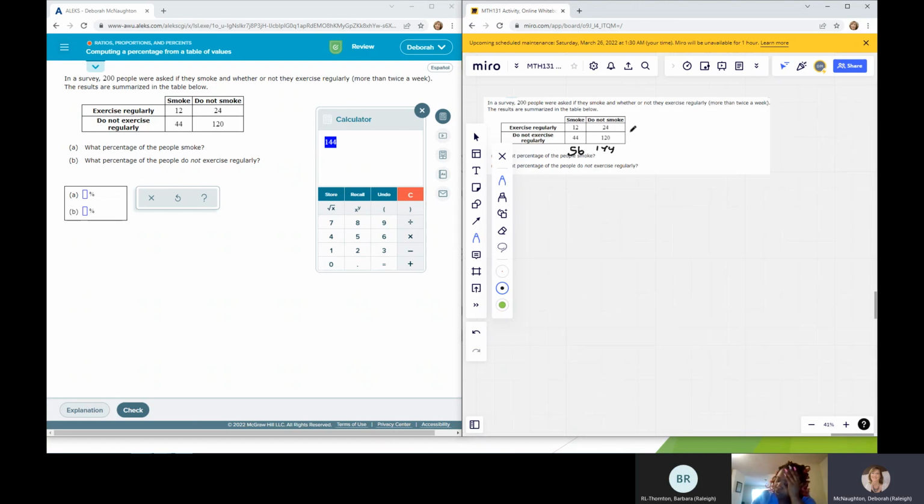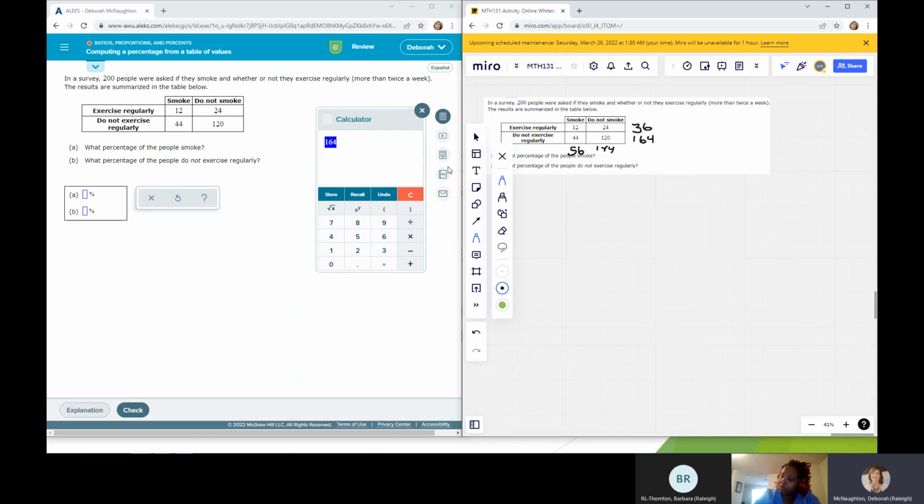And then I can also get the number that exercise regularly by adding the number who exercise regularly who smoke and the number who exercise regularly who do not smoke. So I'm also going to add these rows together. 12 plus 24, that's 36, and I'm going to write that out here. And then 44 plus 120, 164, and I'm going to write that out here.